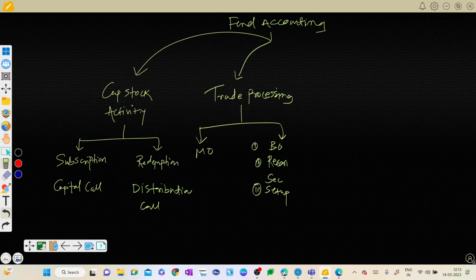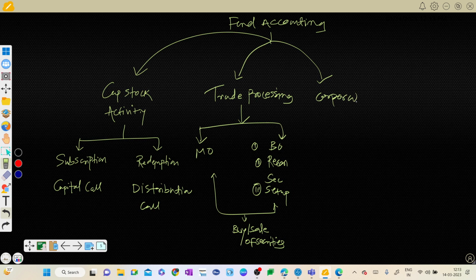But what we want to exactly do here as trade processing is buy and sell, two simple activities that you would see. In short, buy and sell of securities. Then corporate action and income processing.